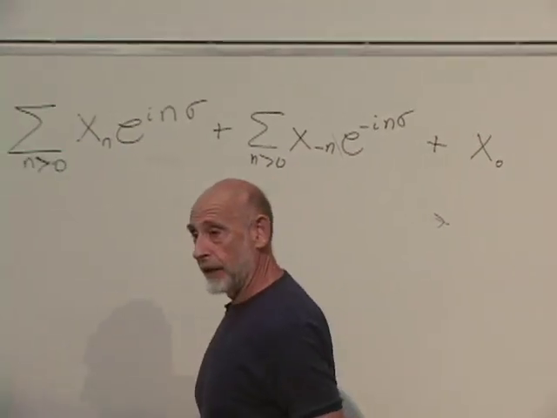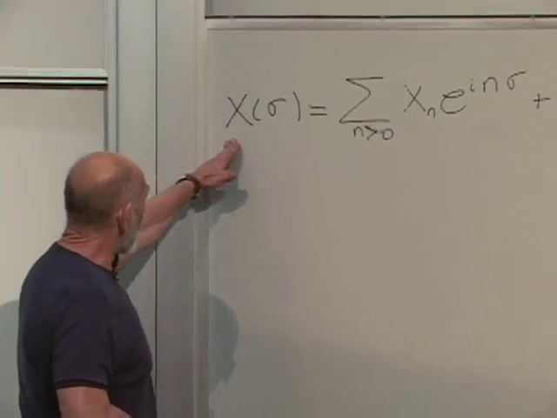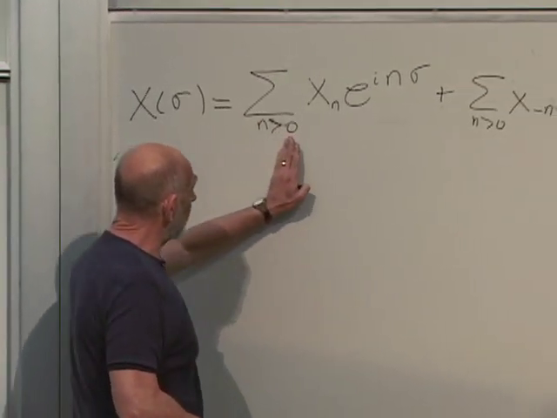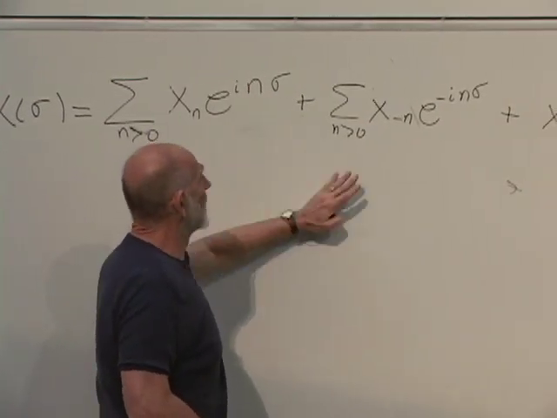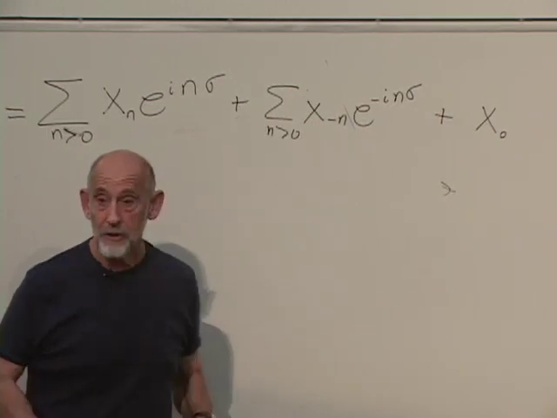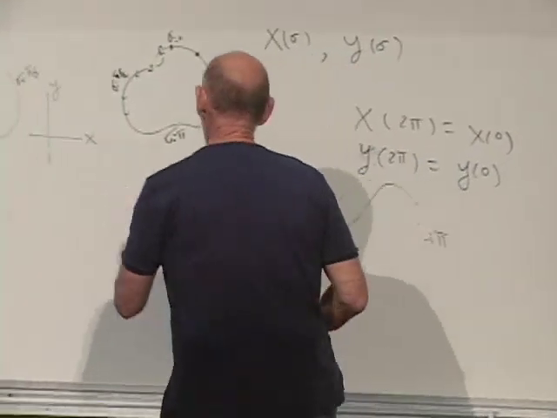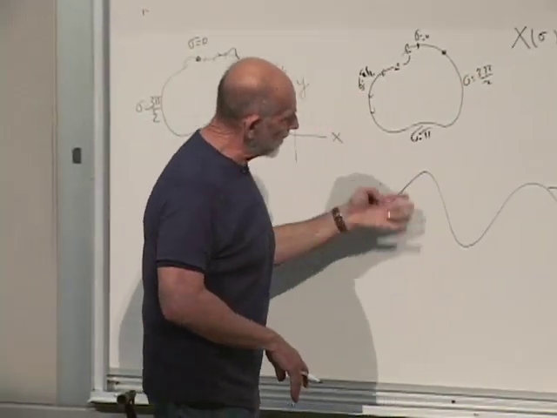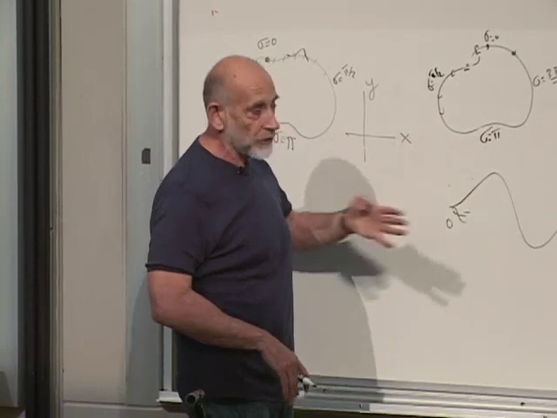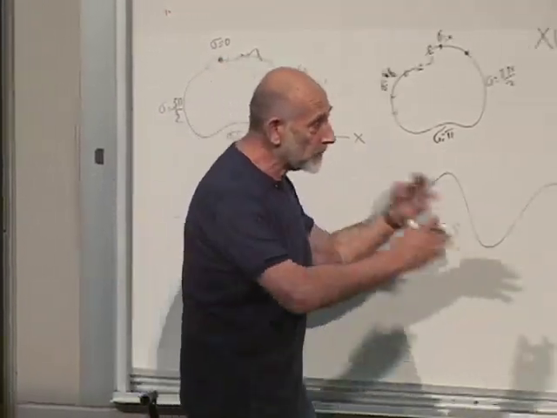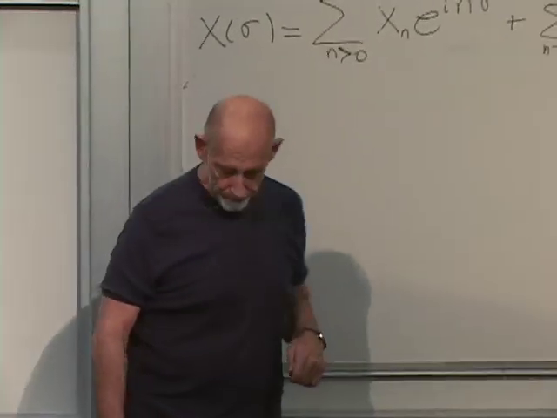Same thing for y. I will not write it, but y of sigma is equal to the same kind of sum, y sub n e to the i n sigma, y sub minus n e to the minus i n sigma. So you can have waves which correspond to fluctuations along the x-axis, waves which correspond to fluctuations along the y-axis. They go around the string, and this is the general form.